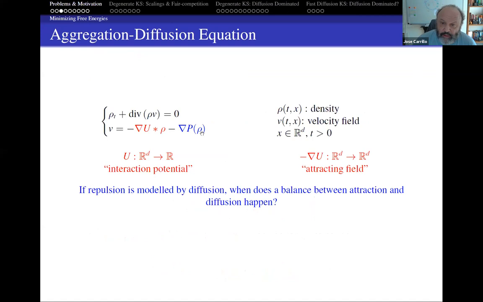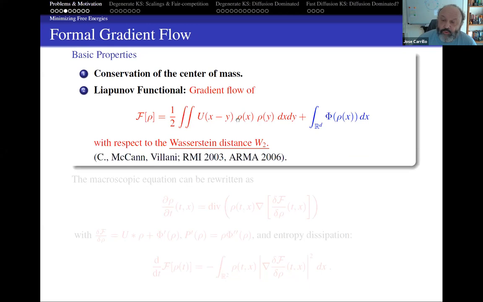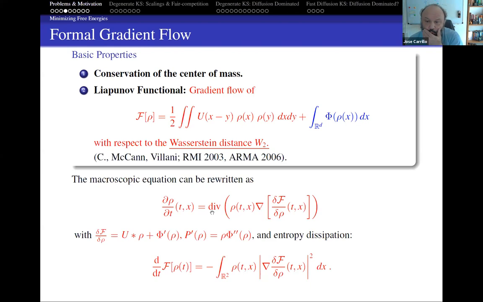So that equation I have in the previous slide has, in principle, a formal gradient flow structure, in the sense that if you compute variations of this free energy with respect to perturbations that conserve the mass of the density rho and the positivity of rho, then that equation can be written in this form. So the velocity field is minus the gradient of the variational derivative of F with respect to rho, where this function phi is related to the function P I had in the previous slide by this relation. The phi of rho is related to P in this way.